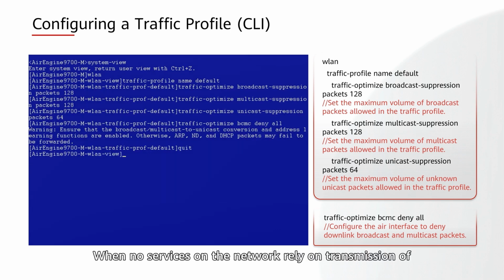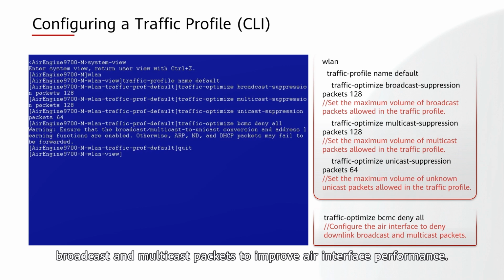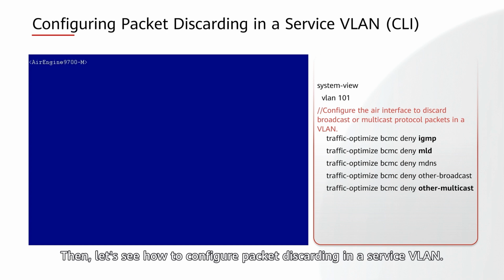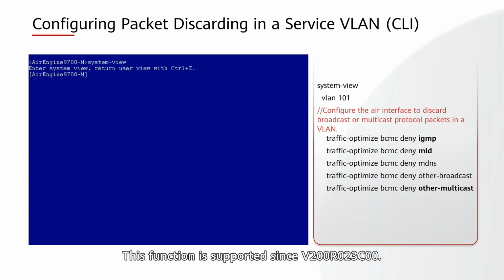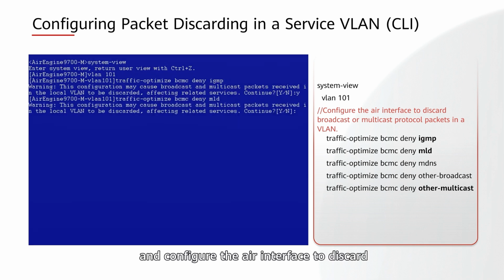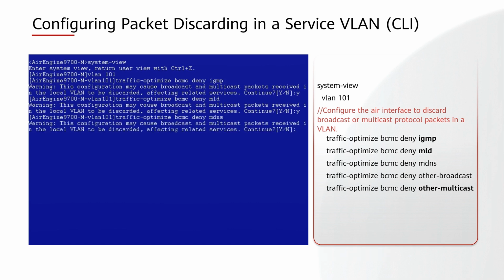When no services on the network rely on transmission of broadcast and multicast packets, excluding ARP, ND, and DHCP, you can configure the air interface to deny downlink broadcast and multicast packets to improve air interface performance. Then, let's see how to configure packet discarding in a service VLAN. This function is supported since V200R023C00. In the System view, enter the Service VLAN view and configure the air interface to discard broadcast or multicast protocol packets in a VLAN.